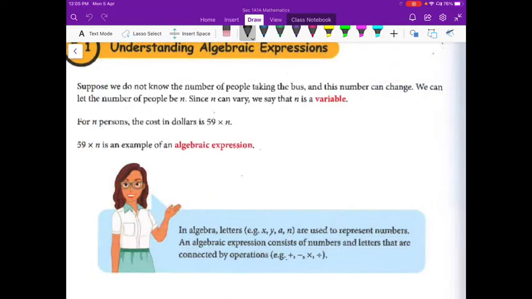The number of people taking the bus. Remember we had a number of 10 people, 12 people, 2,500, I don't know what. And then after that we talked about X number of people, right? So this number of people actually can change depending on the number of people who are taking the bus. Okay, and we call that a variable. Have you heard of this word variable?